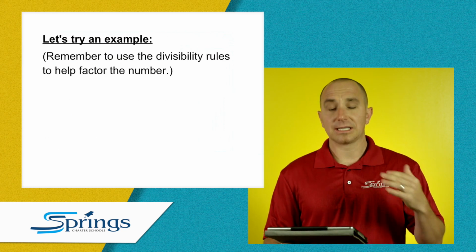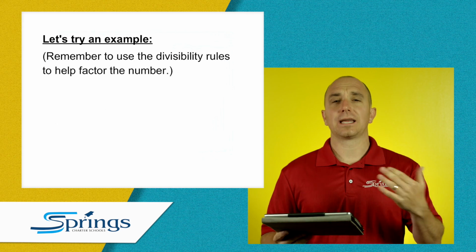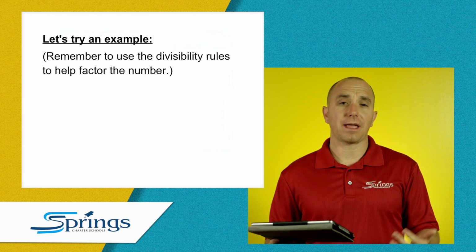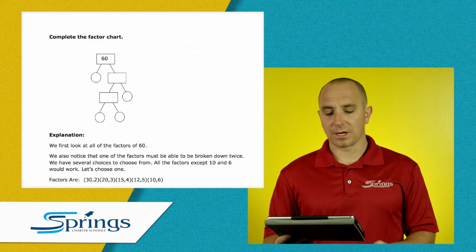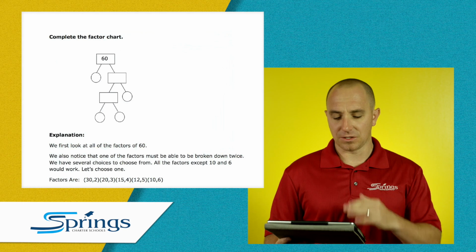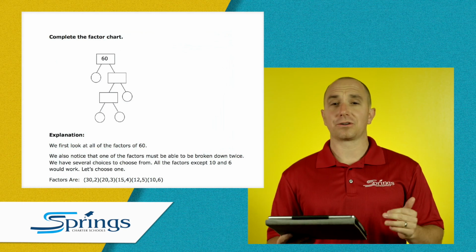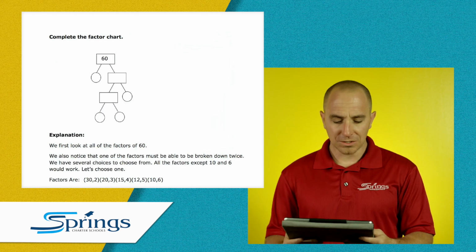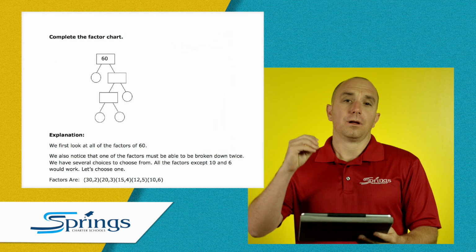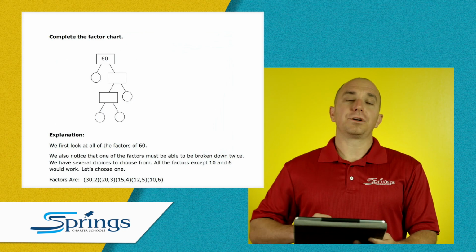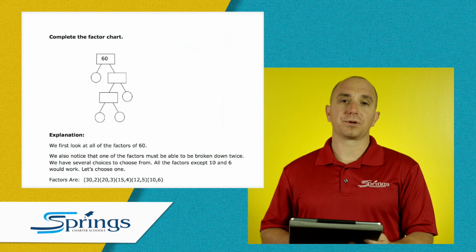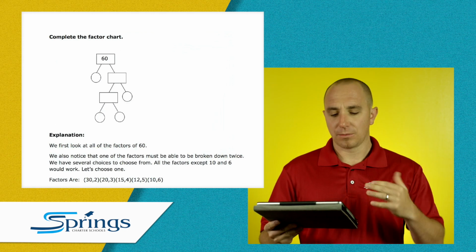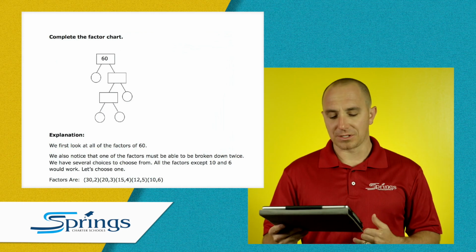So let's look at an example of this, and then you'll really get a good idea of what I'm talking about. Remember, you can use the divisibility rules if they help you. We're going to complete the factor chart for the number 60. You can see it's already a pre-filled out chart. Most of the time you're just going to be given a number and you're going to have to make your own factor tree. In this example, the template gives you circles for where you'll put the prime numbers and squares where you're going to put composite numbers. There are other ways to do this, and I'll talk about it briefly at the end, but let's go through this one.